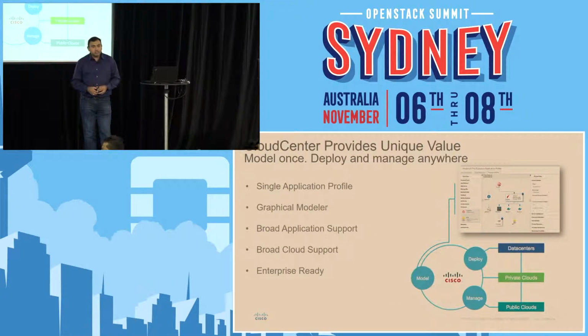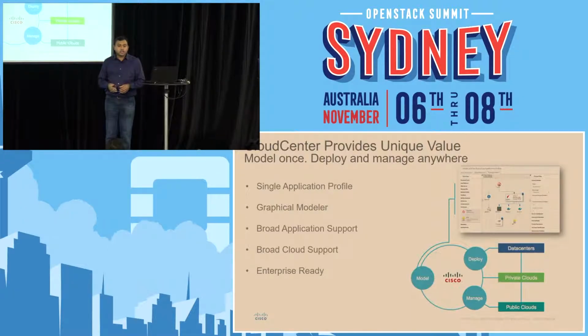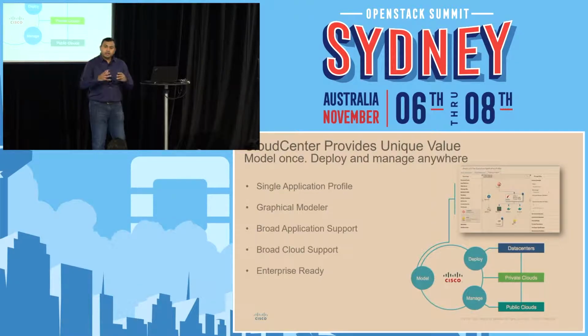So in CloudCenter, there are certain capabilities that are very unique, right? Of course, you model once and deploy and manage anywhere. And at the same time, there's a single application profile that you drive towards. Graphical modeler, you actually model an application, and I'll show you a demo of how that works. Of course, got a support for a broad set of applications, and there are about 19 platforms across which you can actually deploy your workloads, and of course, enterprise ready.